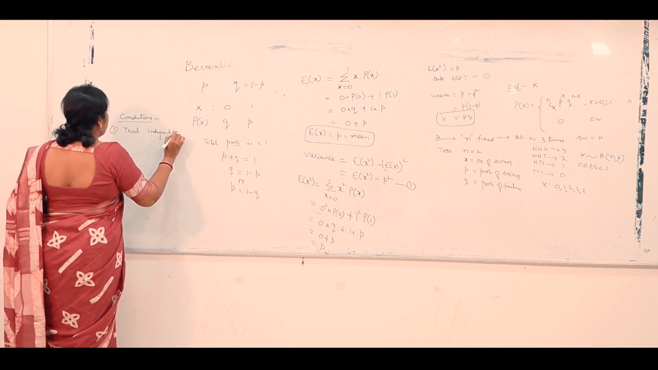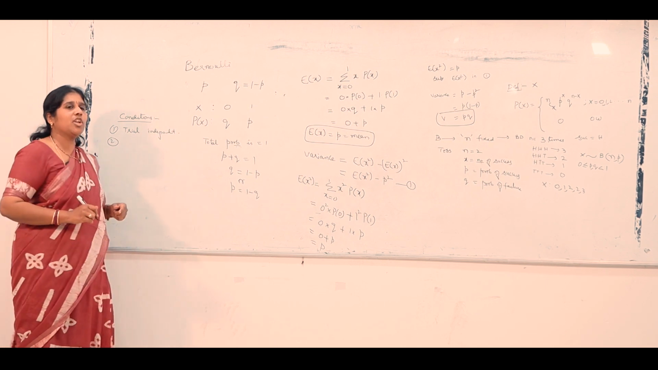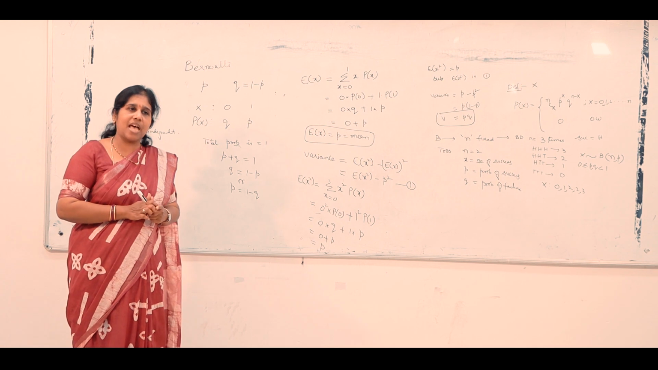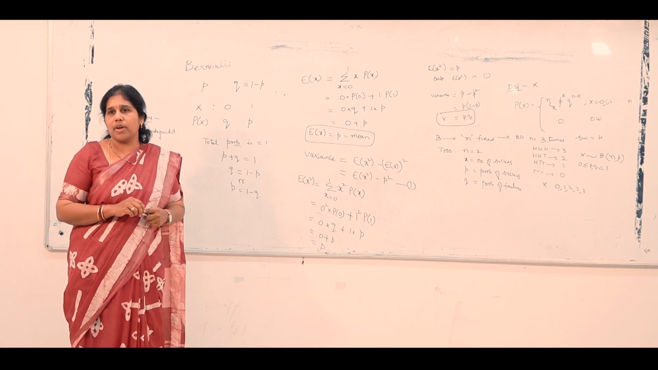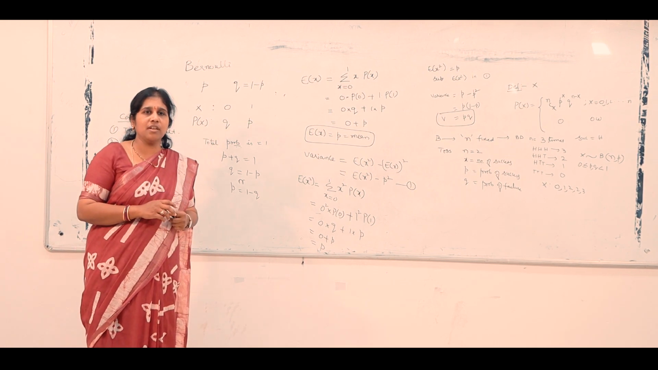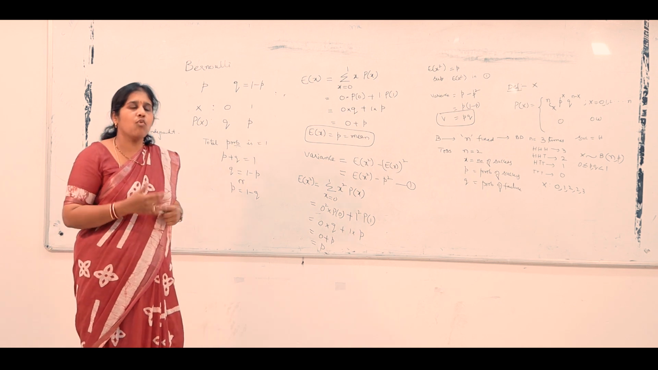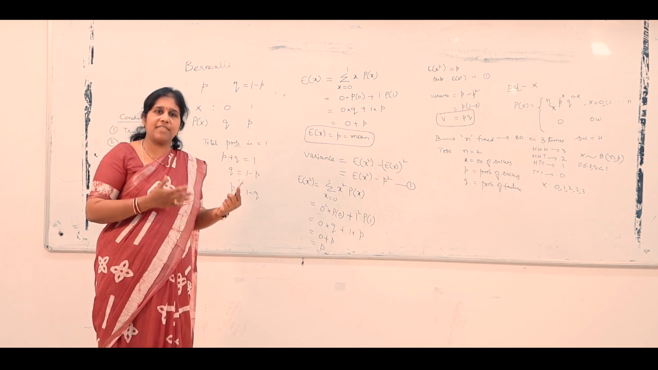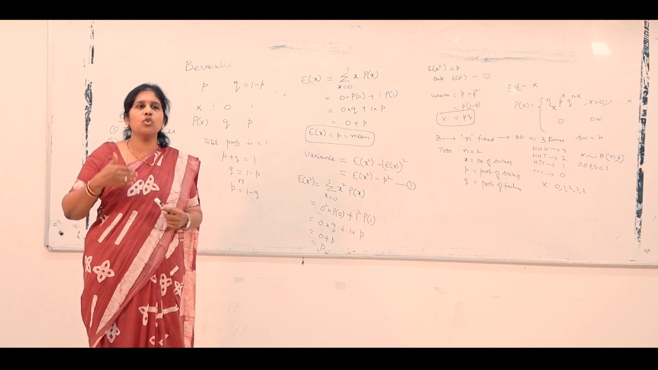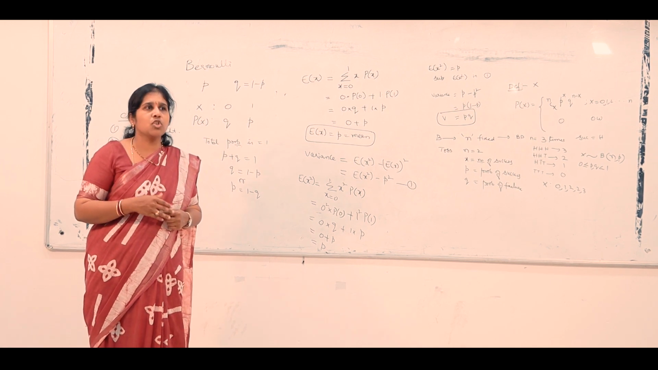Trials should be independent of each other. What do you mean by independent? For example, take tossing of a coin. The first time I toss a coin, what outputs can you expect? Either head or tail. And when you do the experiment for the second time, what will the output be?